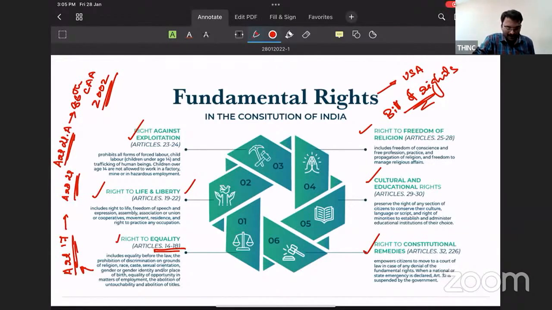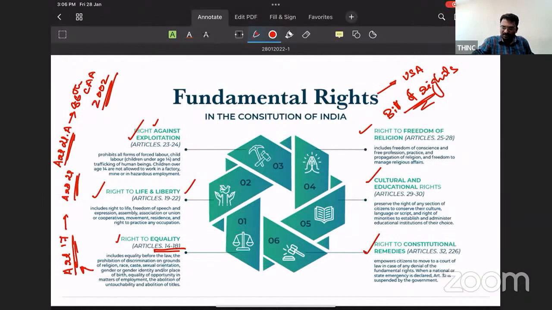So the next one is the right against exploitation, Article 23 and 24. Human trafficking, everything is coming under the right against exploitation, and child labor. Child labor is prohibited under the right against exploitation. So 23 and 24 are dealing with all these things.